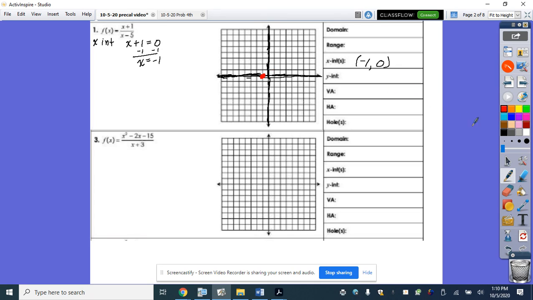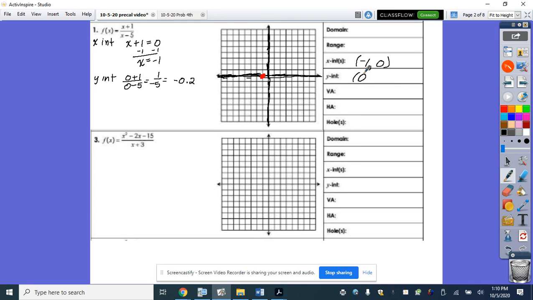Okay, all right, so for the y-intercept, I need to fill in 0 for all the x's and solve it. So I'm going to go back to my book here. For my y-intercept, I'm going to put in 0 plus 1 over 0 minus 5. And that's going to give me 1 over -5, or -1/5, or -0.2.